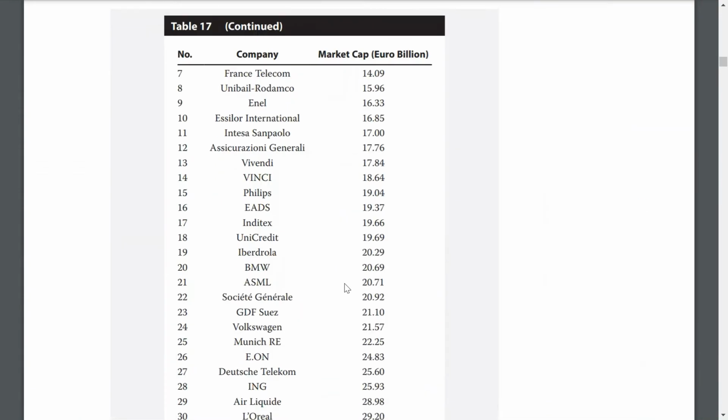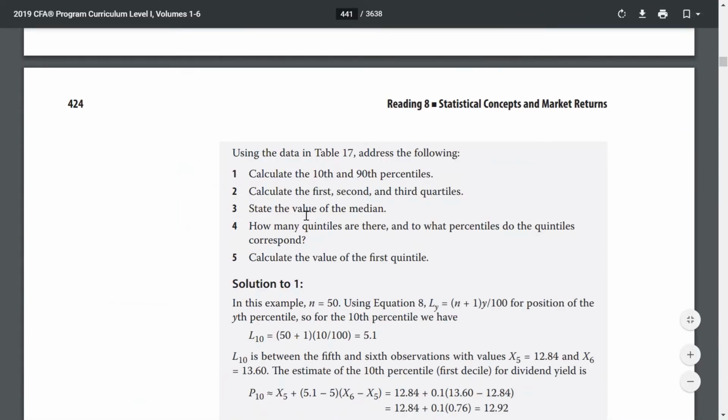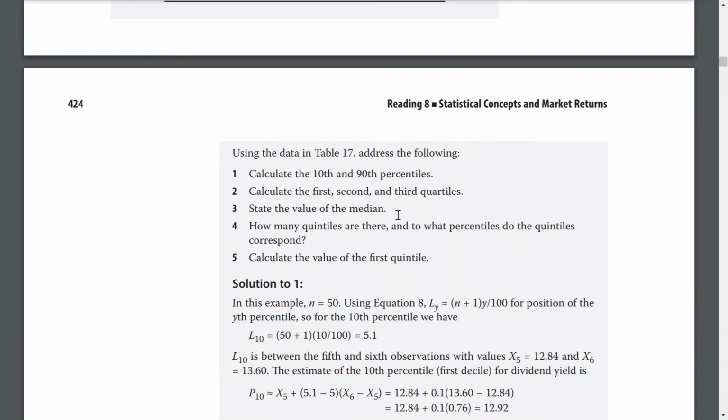Okay, so let's do some calculations. Using the data in Table 17, address the following. Calculate the 10th and 90th percentile. Calculate the first, second, and third quartiles. State the minimum and the value of the median. How many quantiles are there, and what is the percentile? Do the quantiles correspond? Calculate the value of the first quintile.